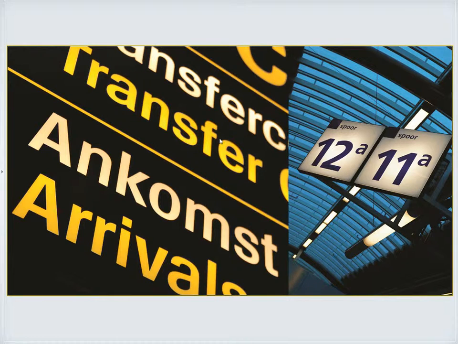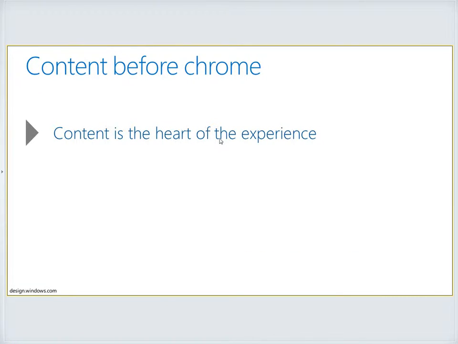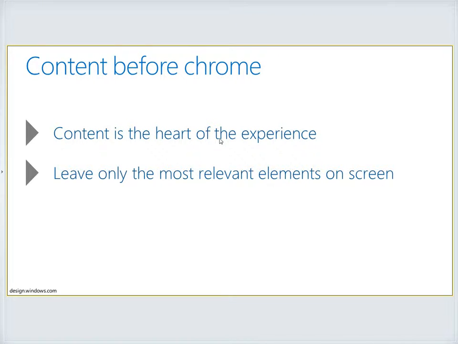And so this whole fundamental thing is, it's not just something that we made up. There's a big body of knowledge and research about effectiveness in software and how people use things that really informs this design process. And when we think about content before Chrome, what we really mean in Metro is that we want content to be the heart of the experience.